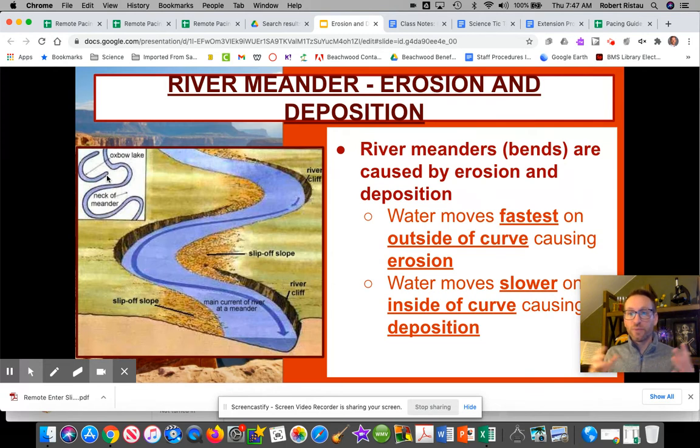Okay, so this is a really important concept for this unit to understand: where erosion and deposition happen when we have a river meander. So water moves fastest on the outside, so that's where there's erosion. Slowest on the inside, that's where there's deposition. Guarantee there's going to be questions about that on a homework or a test.